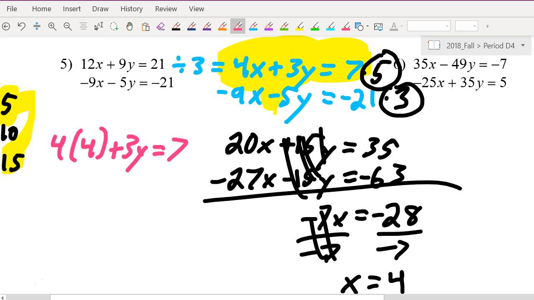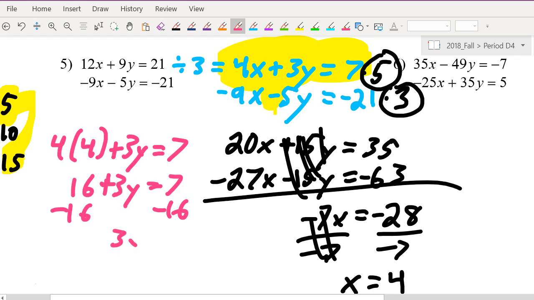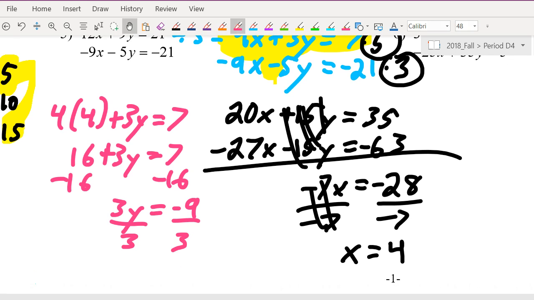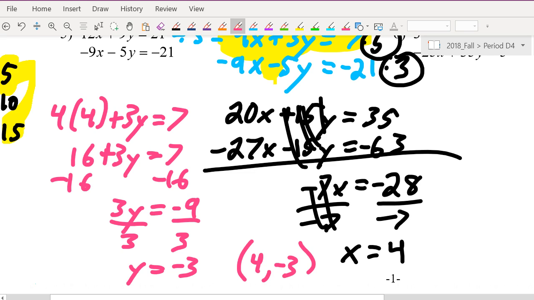4 times 4, 16. Good. All right. And now, what do we do? Subtract 16 on both sides. Okay, what do we get, everyone? 3y equals negative 9. Good. And then y equals negative 3. All right. Final answer? 4, comma, negative 3. Yup. Let's give him a hand.